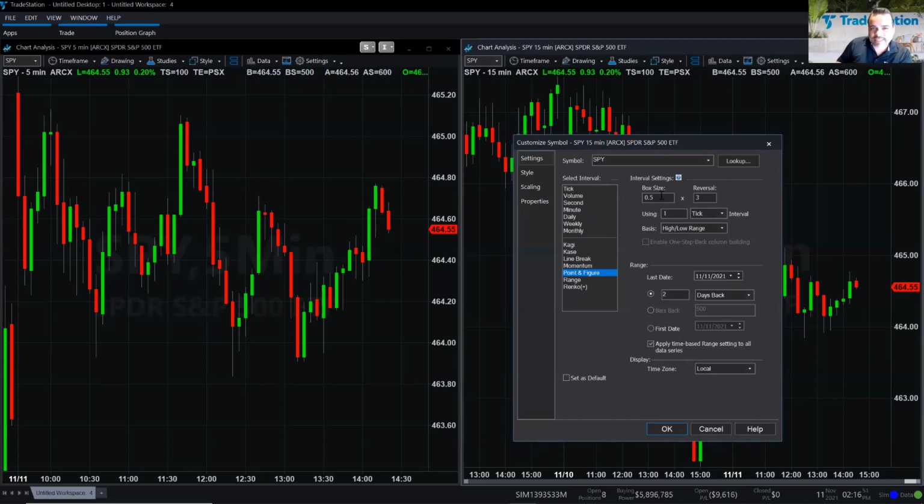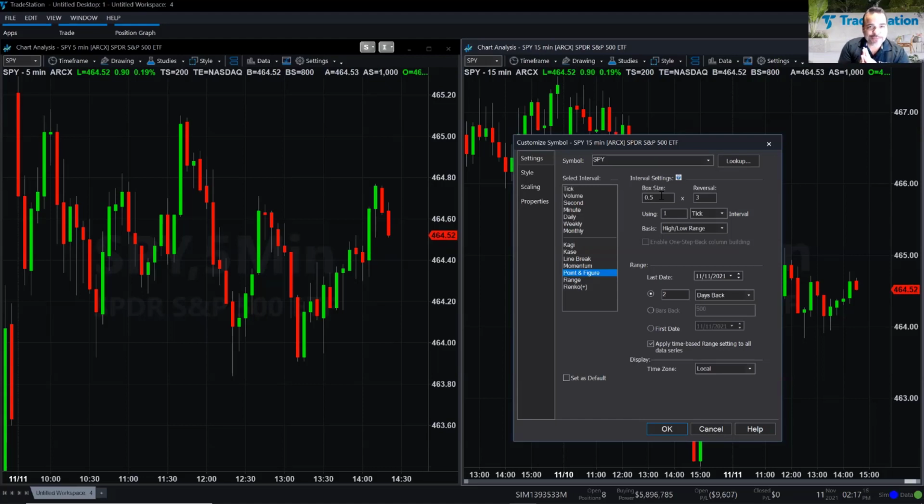And a lot of people get stuck in the box size entry because they're not really sure what to put in there. What is the box size? What is it that you consider to be a significant price movement? And that's the answer: whatever you consider to be a significant price movement for, in this case, Spider, that is what you're going to put in right there in the box size.